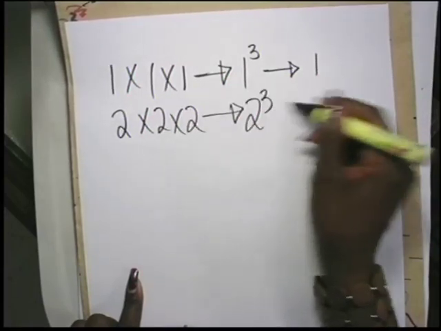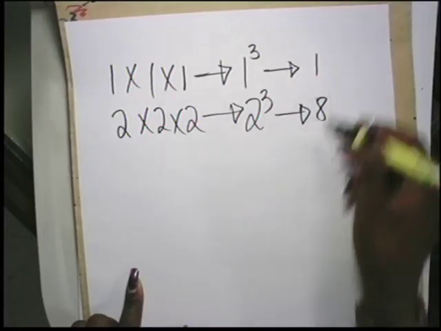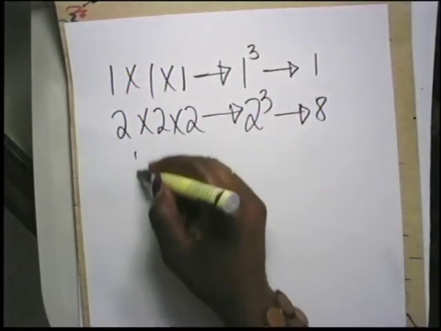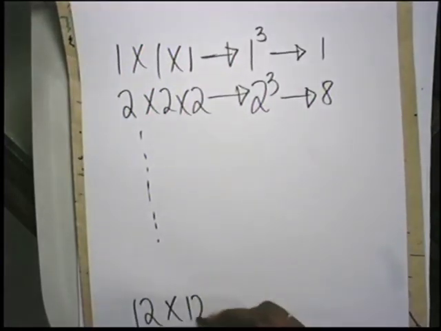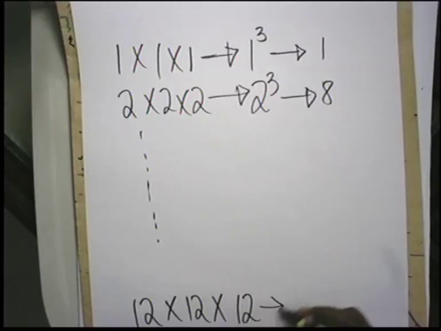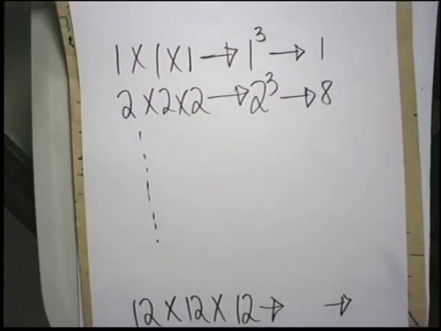write it 2 cubed, and the answer will be 8, and then you have to continue until 12 times 12 times 12, and in short, how do we write it, as I explained, and then what will be your cube numbers. You have to know the cube numbers by heart.